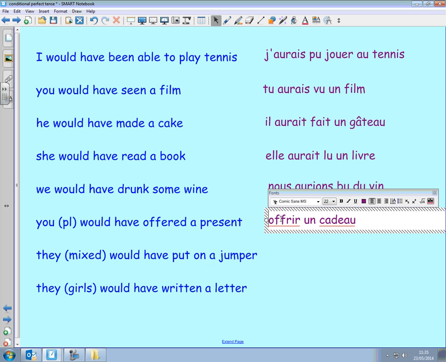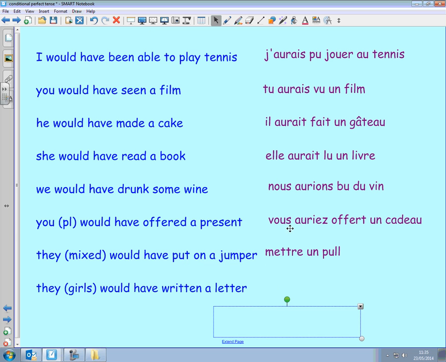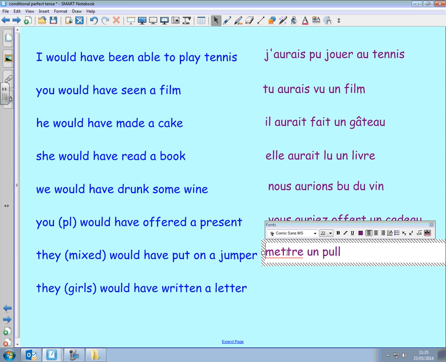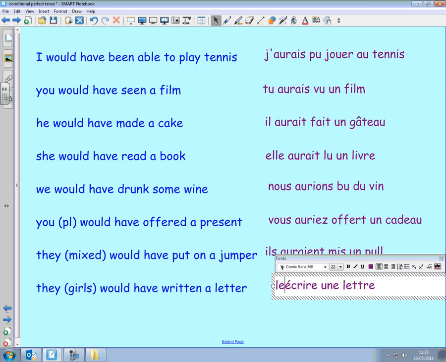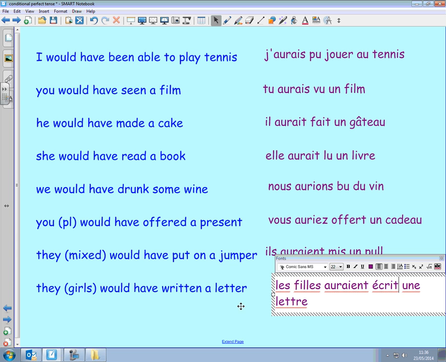We say gave generally, but I put offered because that's generally what the French people say. So vous auriez, and then offert un cadeau. They would have put on a jumper if it had been cold, perhaps. Ils auraient mis un pull. The girls would have written a letter. So les filles auraient, because it's they, obviously, and that's past participle. Les filles auraient écrit une lettre.